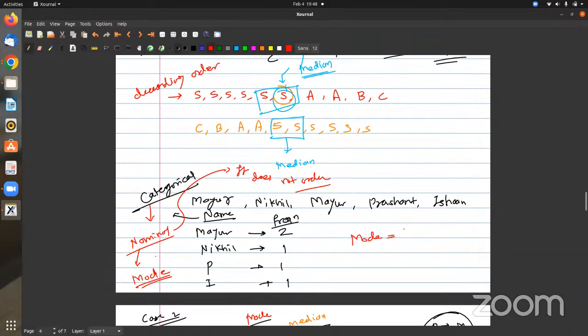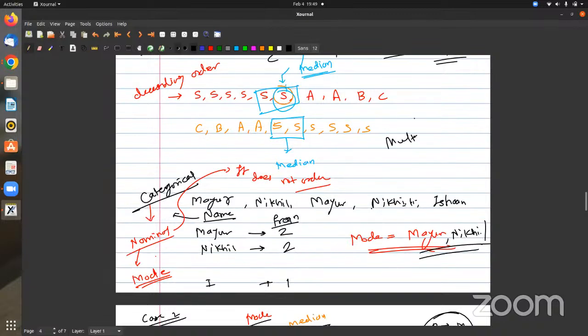Mode would be Mayur. So we can have a multimodal distribution here also, because if I say I have, instead of Prashant, Nikhil here, so Nikhil can come 2 times. So mode will be Mayur and Nikhil. So this again should be multi-mode.